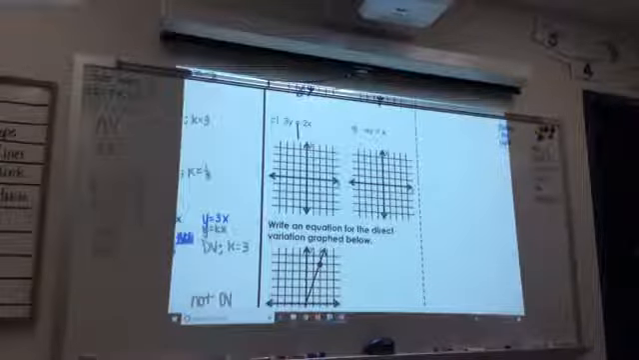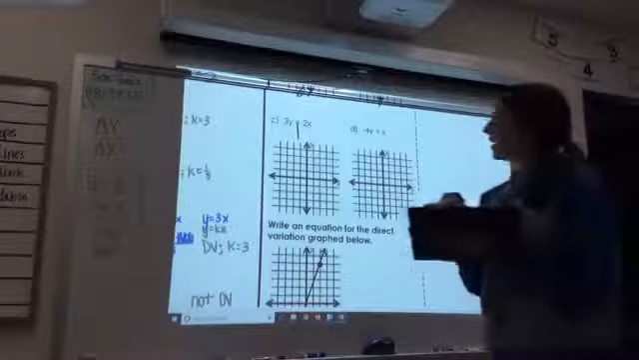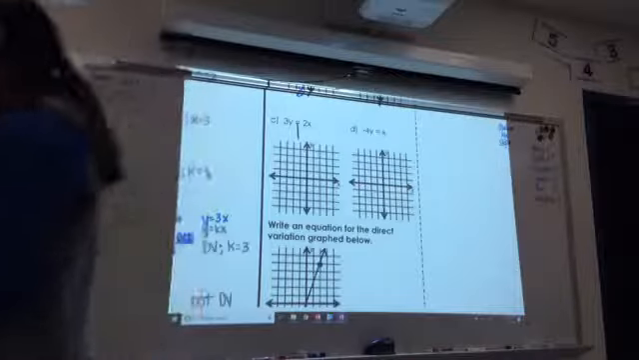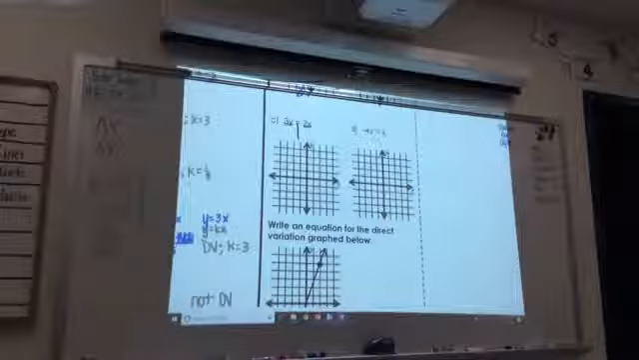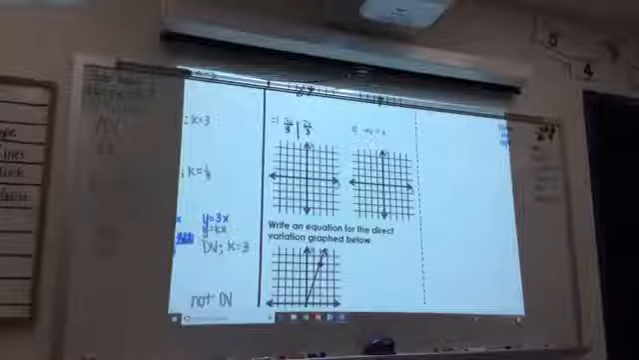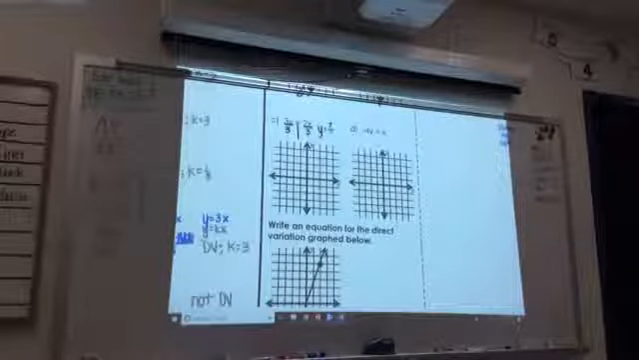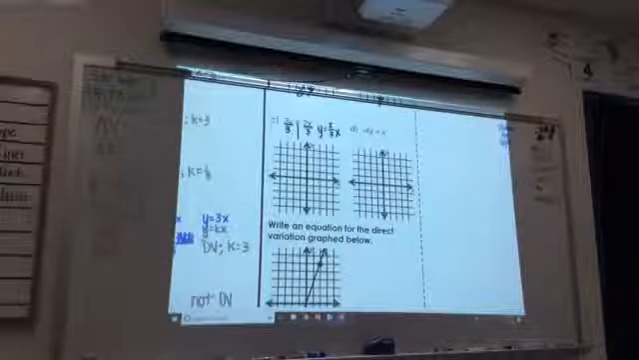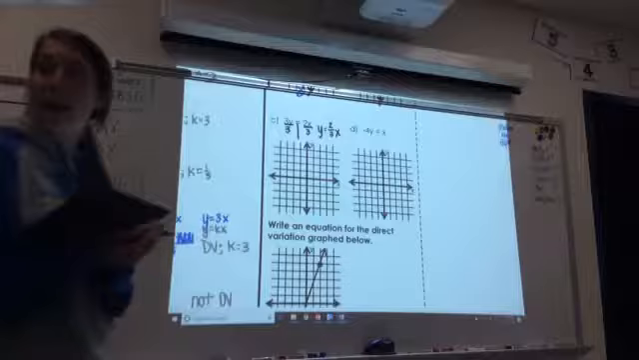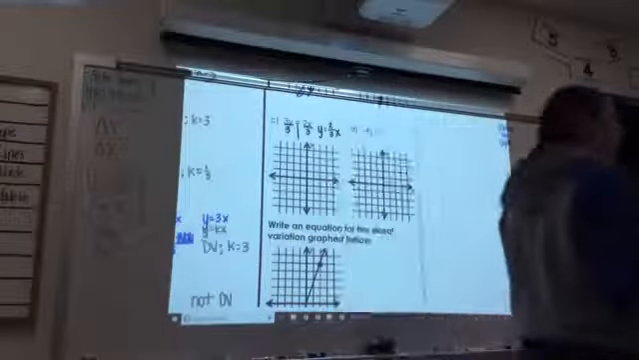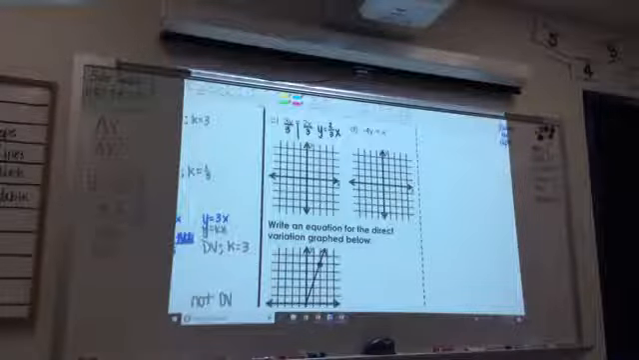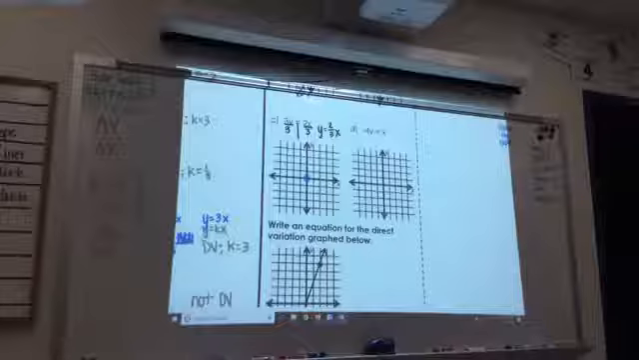Okay. What's wrong about C? It's not in y equals kx form. So what do I need to do? Divide. So I've got y equals what? Y equals 2/3 x. Is that now kx format? Yes. So where can I start my graph? At the origin. What's my rise over run? 2 over 3.